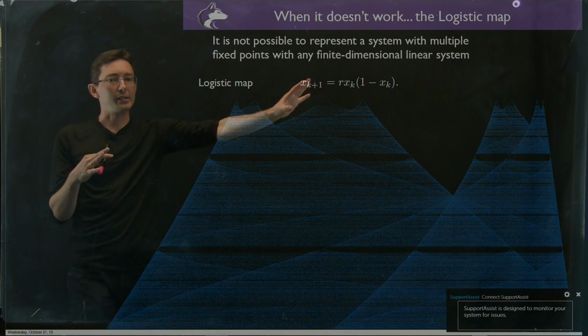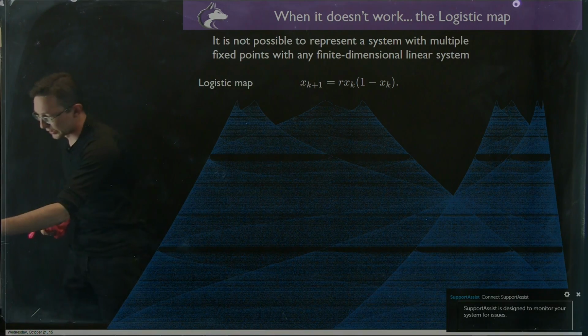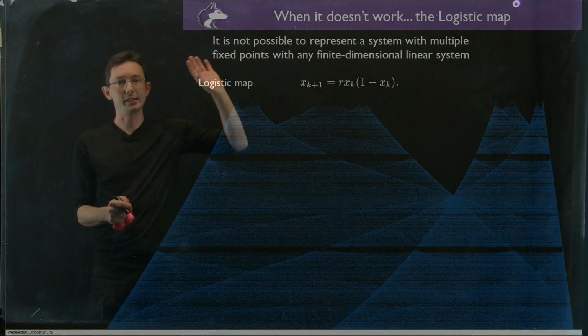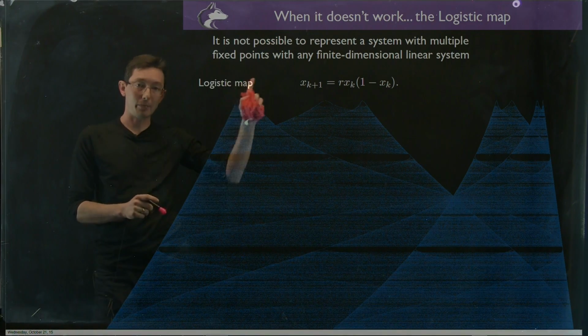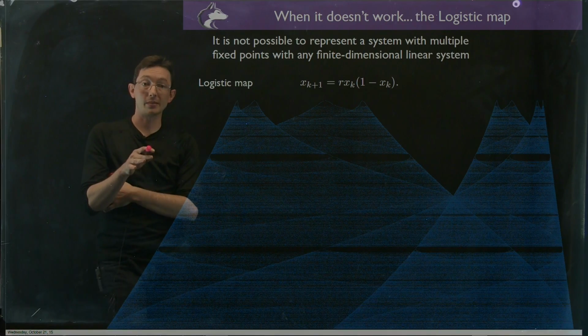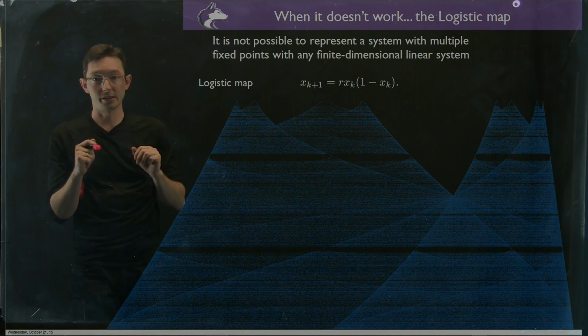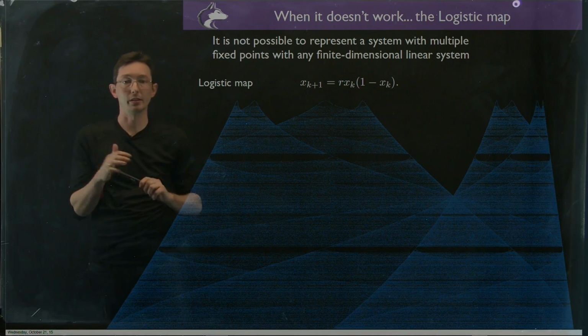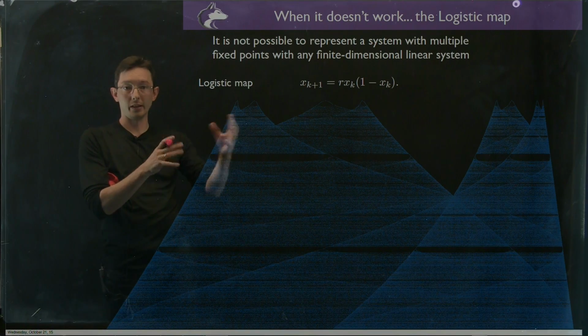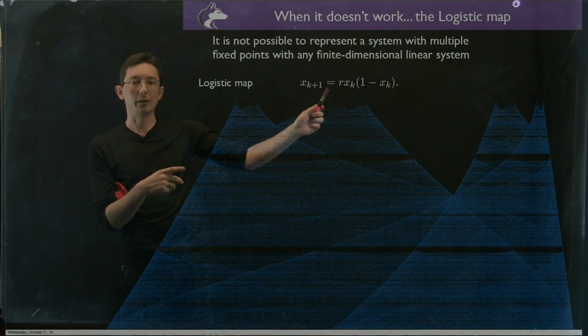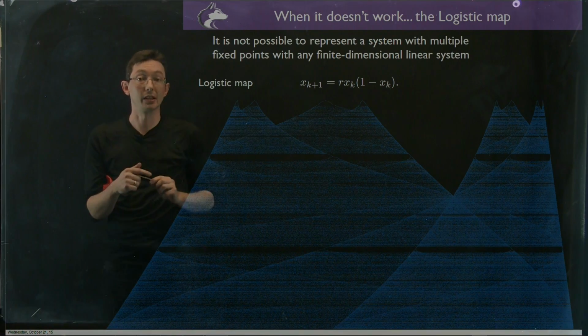A really nice system to illustrate this on is this logistic map. Okay, so it's not possible to represent a system with multiple fixed points with any finite dimensional linear system. They just can't be topologically conjugate. You can't smoothly deform one into the other. And so we're going to work this out on this very simple logistic map example.